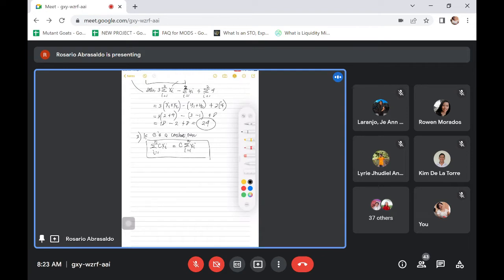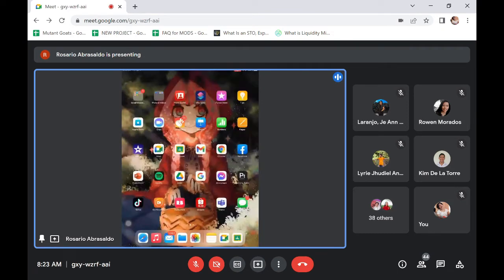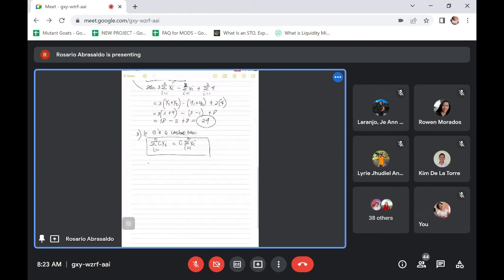Since we have another example, class, simplify. Example: simplify the summation of the quantity x minus i, raised to the power of 2, where i is from 1 to 3.